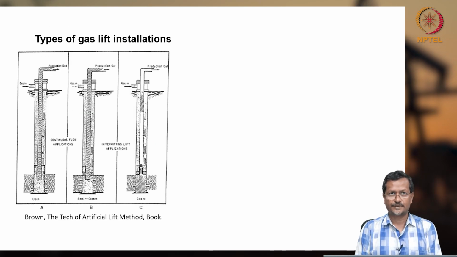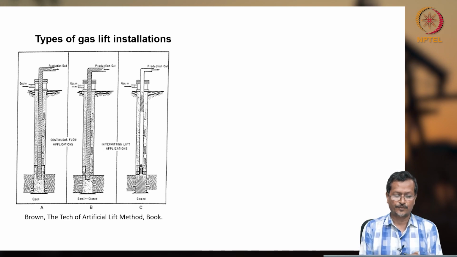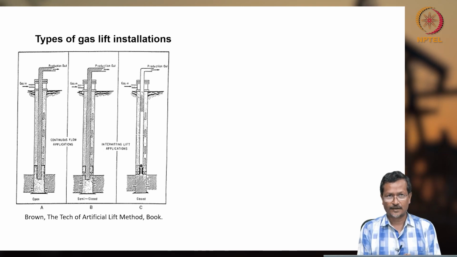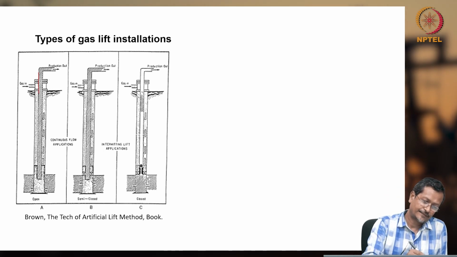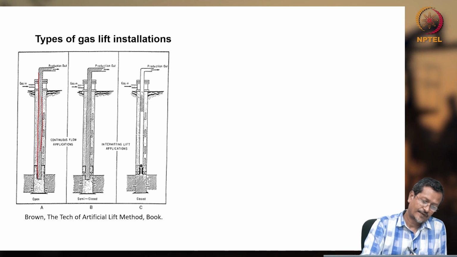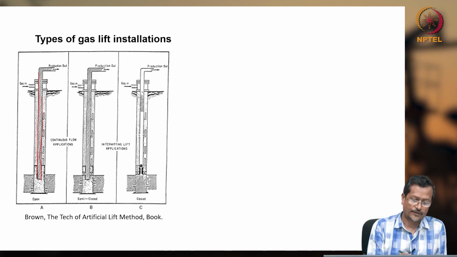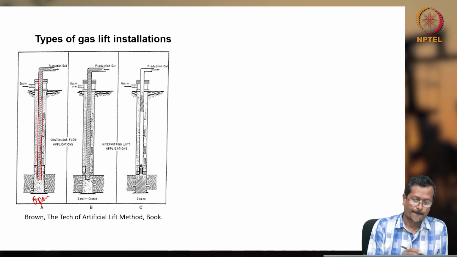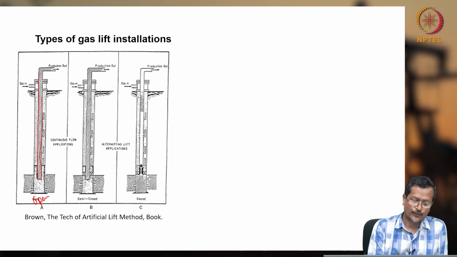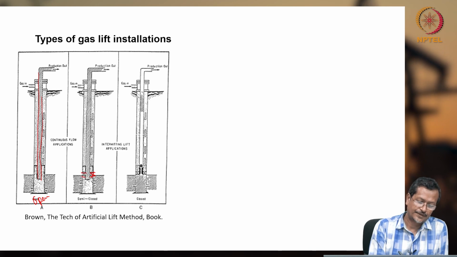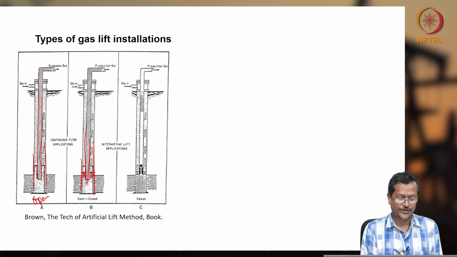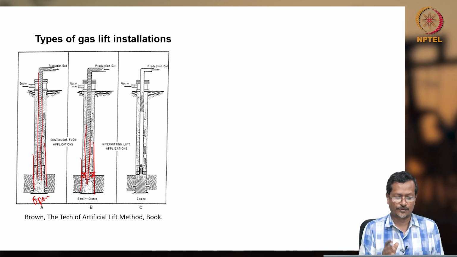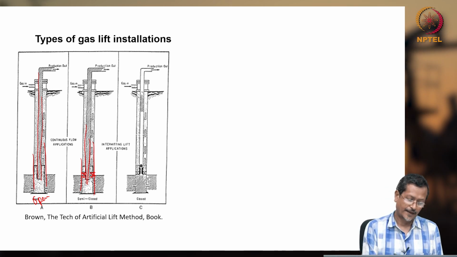Okay, types of gas lift installations. Normally there are three types: open installation, semi-closed and closed installation. So what is an open installation? In an open installation, you can see this tubing on the left side does not have any packer. There is no packer. And in the second one, you have a packer. Tubing is there and tubing is connected to the packer. This is casing, and in the open installation, the tubing is only hanging, so there is no fixing with the casing and no packer.